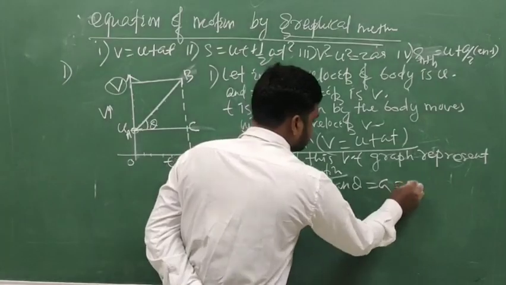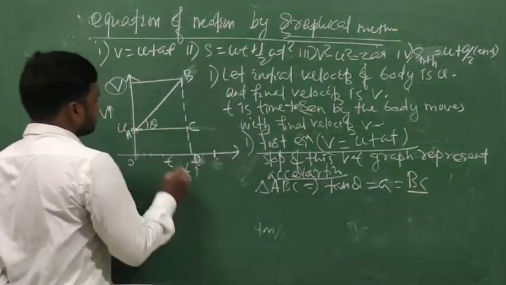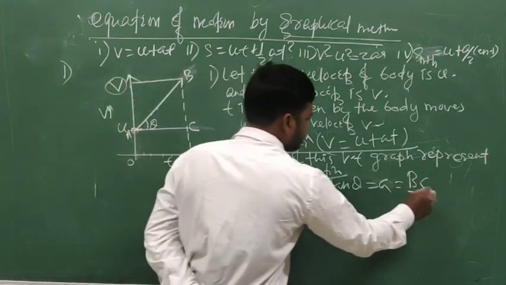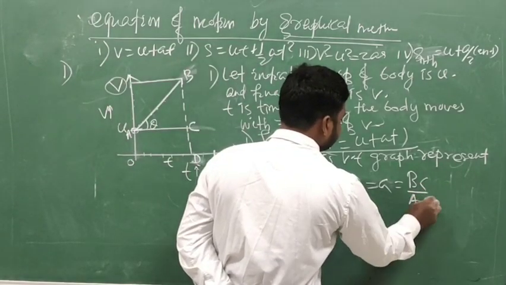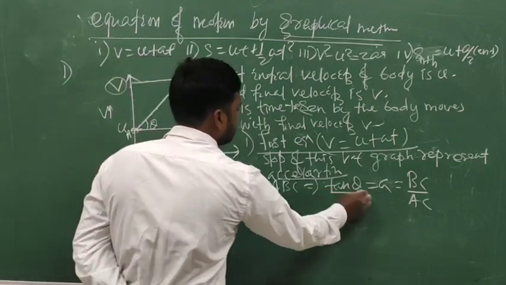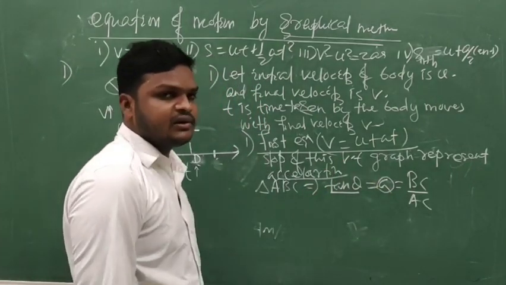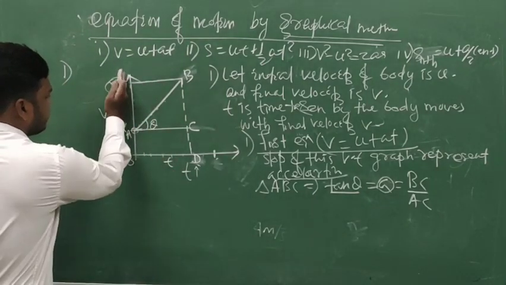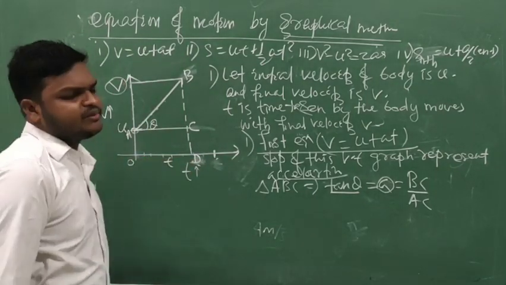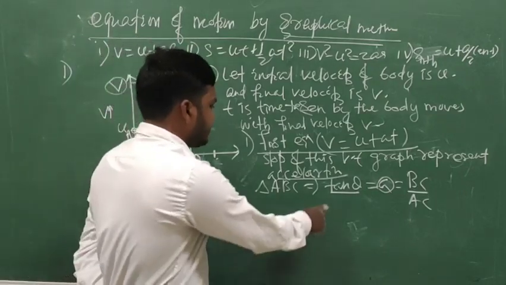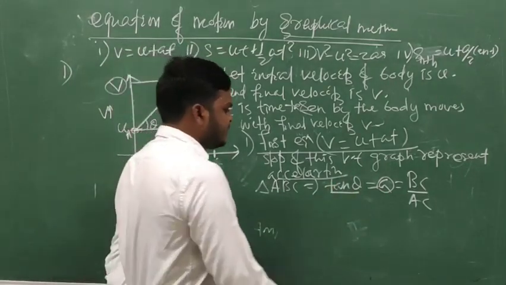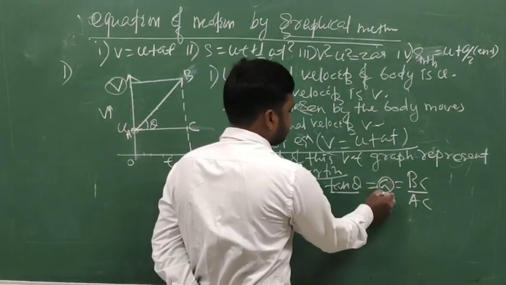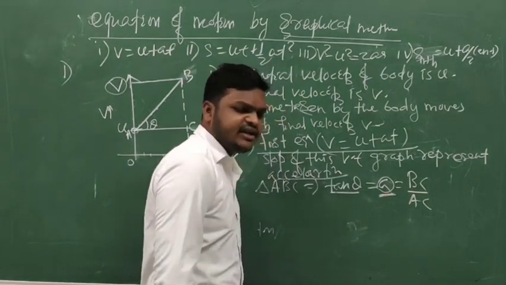So in this case, in triangle ABC, the perpendicular is BC and the base is AC. Perpendicular by base is equal to tan theta, and tan theta, the slope, is equal to acceleration, because in a velocity-time graph the perpendicular represents dv and the base represents dt. So tan theta is equal to dv upon dt, which is velocity upon time, that is acceleration. So slope is tan theta, and tan theta is equal to dv upon dt, which is nothing but acceleration.